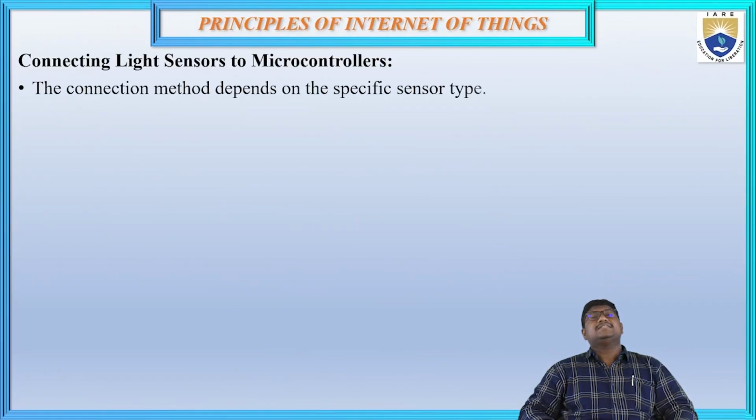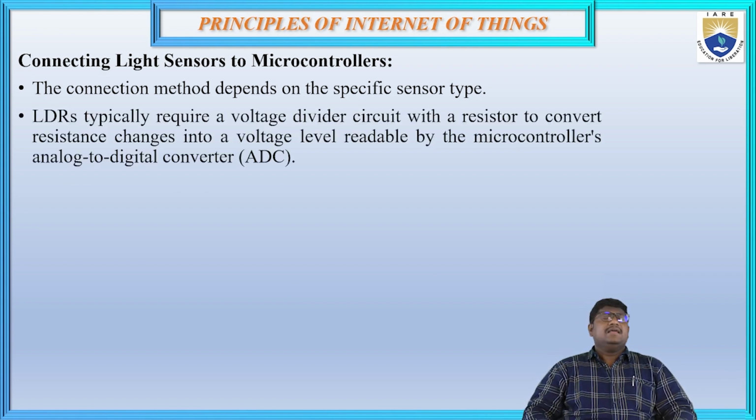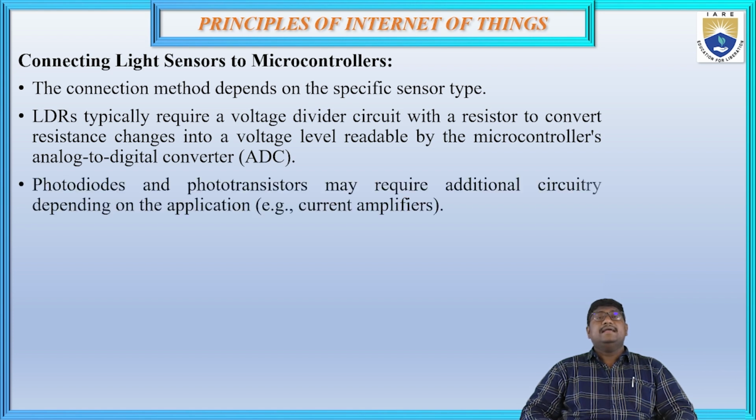And how to connect these light sensors to a microcontroller. The connection method depends on the specific sensor type. Why? Because I may use any kind of light sensor: LDRs, photodiodes, phototransistors, and ALSs. LDRs typically use voltage divider circuits. With this, I am able to feed the microcontroller's ADC.